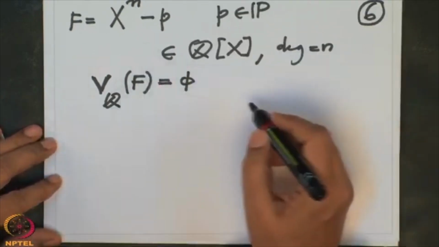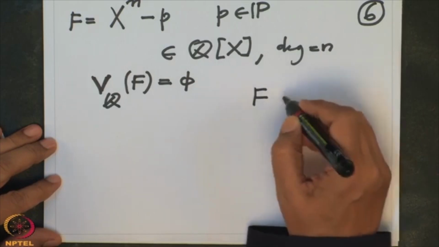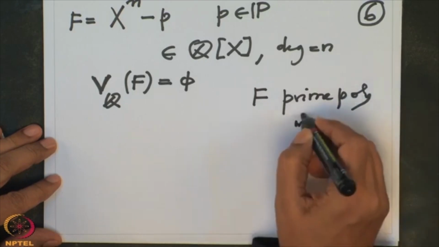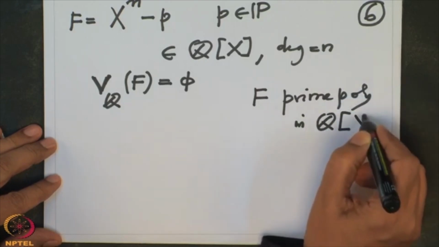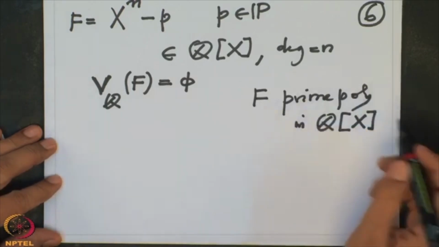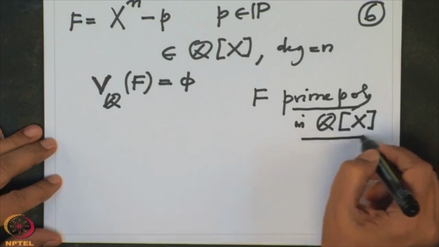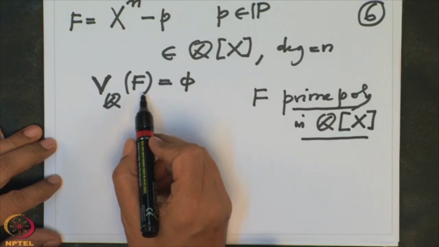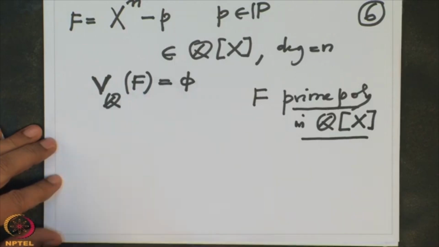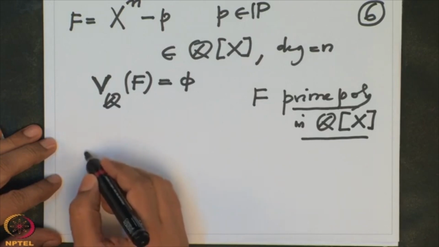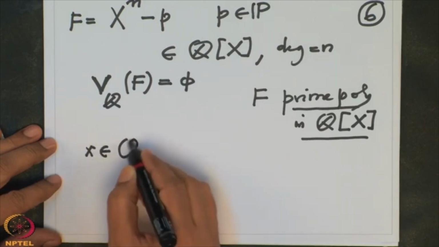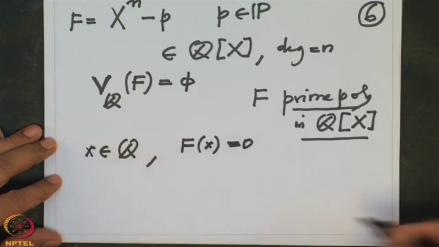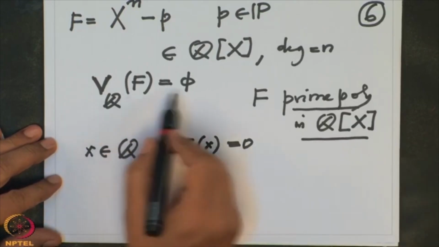Okay, so this polynomial f is a prime polynomial in Q[x]. This is not immediately trivial. But this we will prove later, but right now we only want to say that there is no zero. So that is easier to prove. Let me just indicate this proof. Suppose x is a rational number and suppose f(x) is 0. I should get a contradiction because this is the empty set.